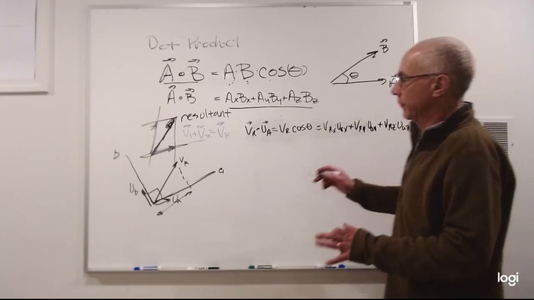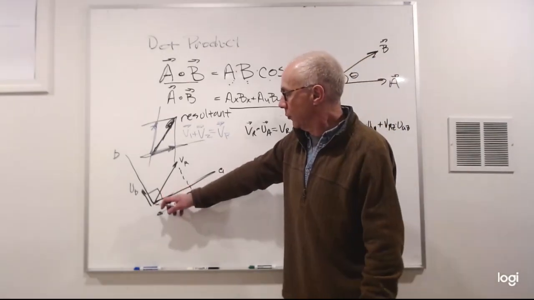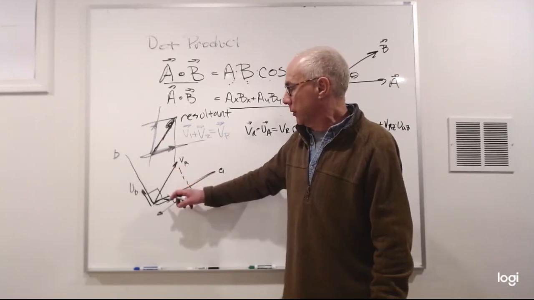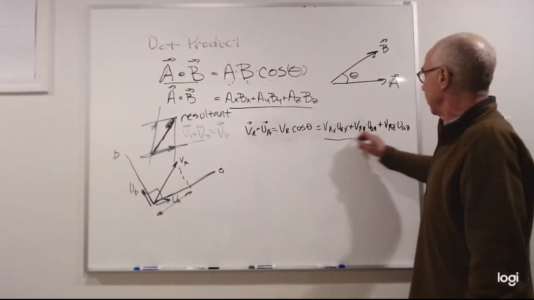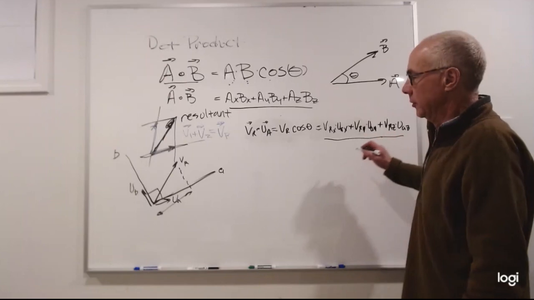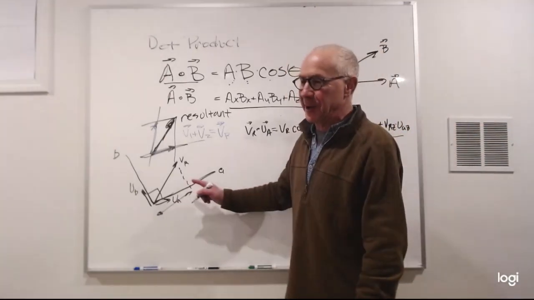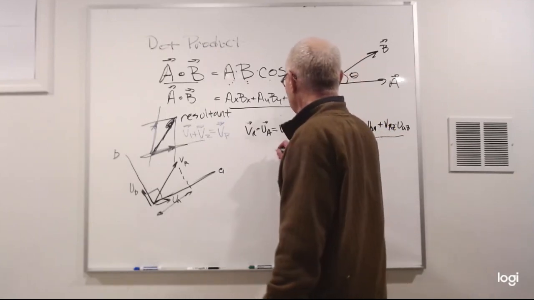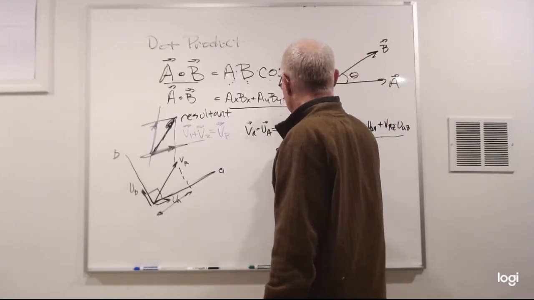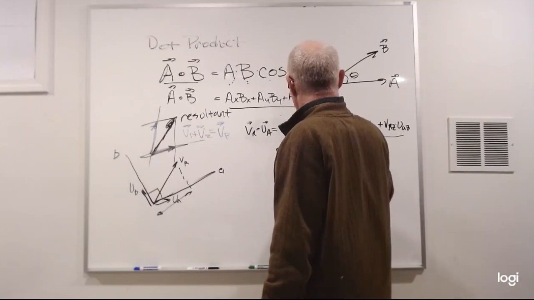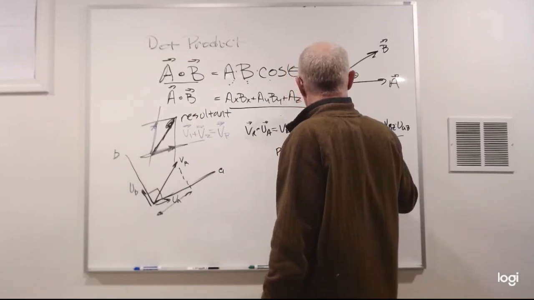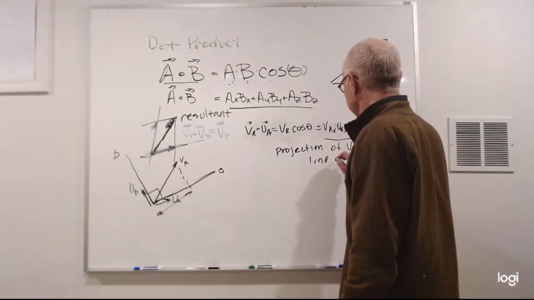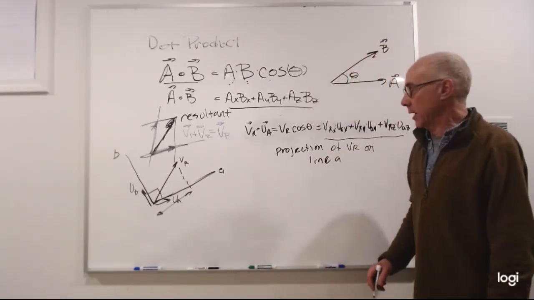Okay, so if we know the vectors, and we know how to find a position vector along this line, and we know the VR, then we can evaluate this, and that'll tell us what that is in the A direction, projected onto the A line. So that's what it's telling us. It's giving us the projection of VR on line A. Okay, so that's number one.